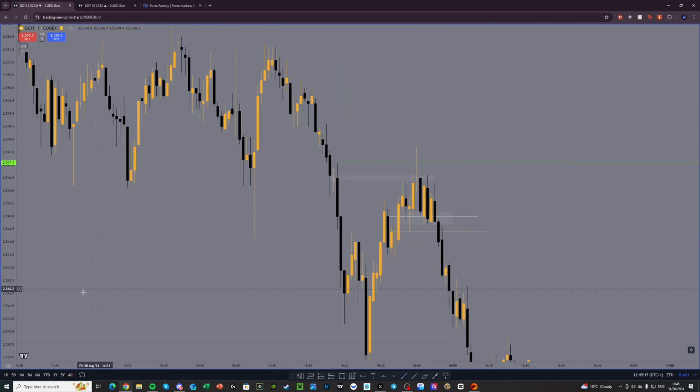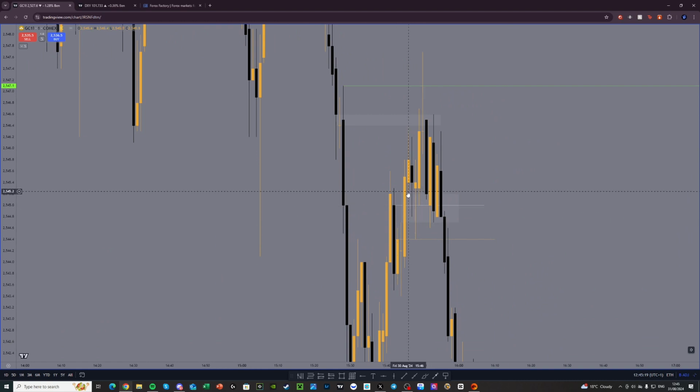So there we go, these are my 3 entries. Fair value gap, open of the order block, mean threshold of the order block. And as you can see, that's perfect. We nailed the exact low. It's exactly what we came down to touch. And then we moved higher.